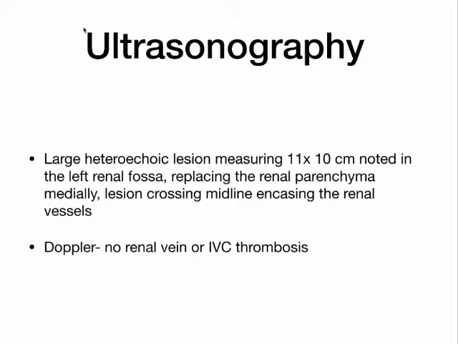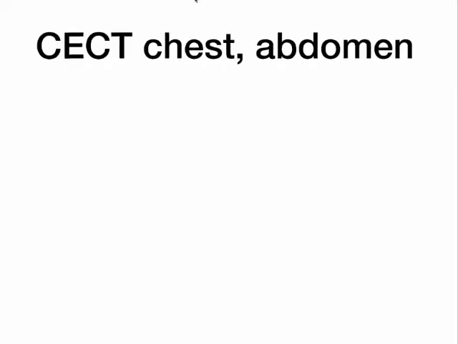Ultrasonography showed a large heteroechoic lesion measuring 11 centimeters in the left renal fossa. It was replacing the renal parenchyma medially. The lesion was crossing the midline, encasing the renal vessels. On Doppler, there was no renal vein or IVC thrombosis. The CT will be discussed.